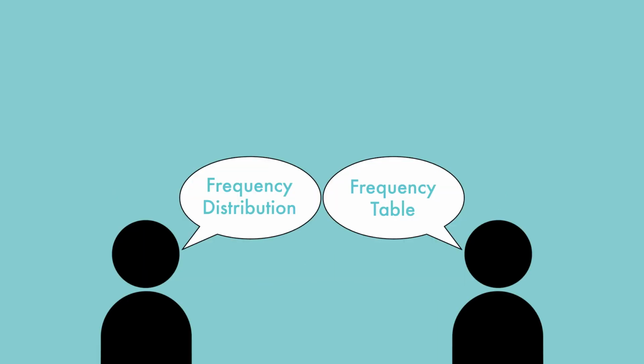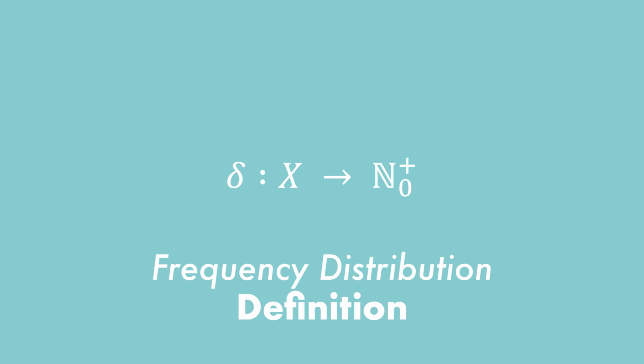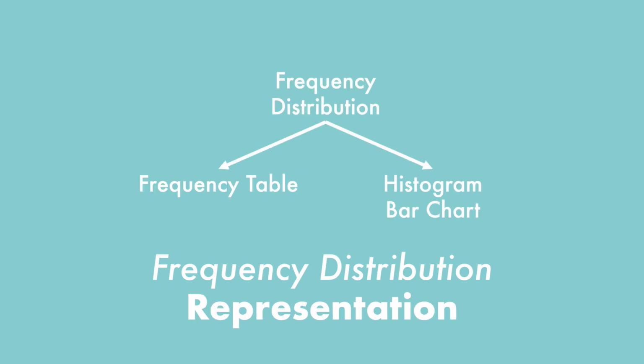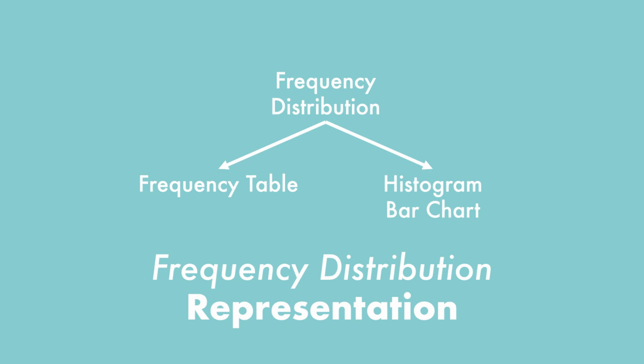As a note, consider that it is frequent to see people using the terms frequency distribution and frequency table interchangeably. Note that they are different. Briefly, a frequency distribution is a mapping from the set of results to the frequency domain. In contrast, frequency tables or histograms, as well as any other suitable graphs, are representations of this concept.